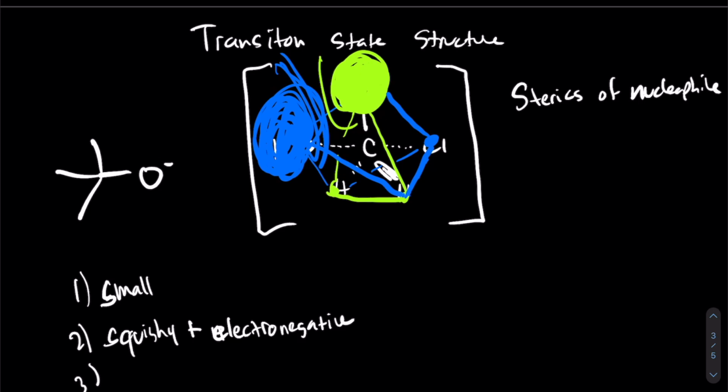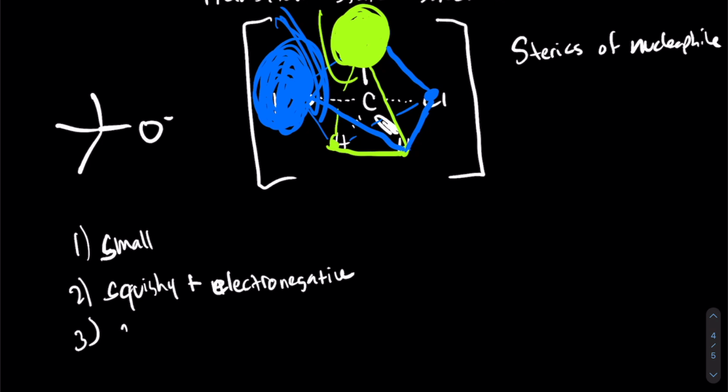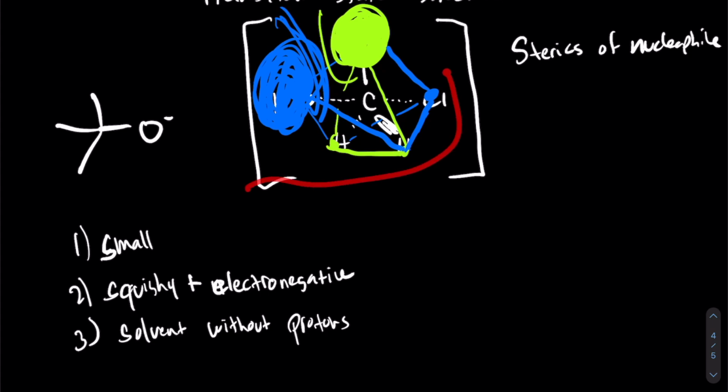And you need to do it in a solvent without protons. So a protic solvent's not going to really be quite helpful. Now that's just for the nucleophile. We also have some constraints on this structure right here, the electrophile. Obviously the electrophile needs to be relatively small. It needs to be dipolarized.